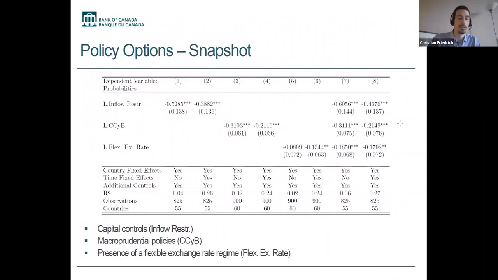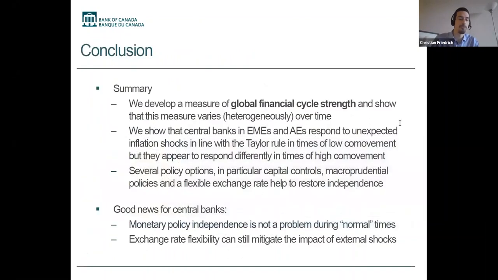So on the top, the dependent variable is the probability of being in a high co-movement regime. Then we have on the left the variables of capital controls. Here we use the countercyclical capital buffer as a measure of macroprudential policy, and then a dummy for being in a flexible exchange rate regime. And we can see that no matter how we include the variables and which combinations we include them, all of them carry basically a negative sign. So a tightening in capital controls, a tightening in macroprudential policies, or moving to a more flexible exchange rate regime reduces these probabilities of being in a high co-movement regime, and therefore would suggest that there's an increase in monetary policy independence.